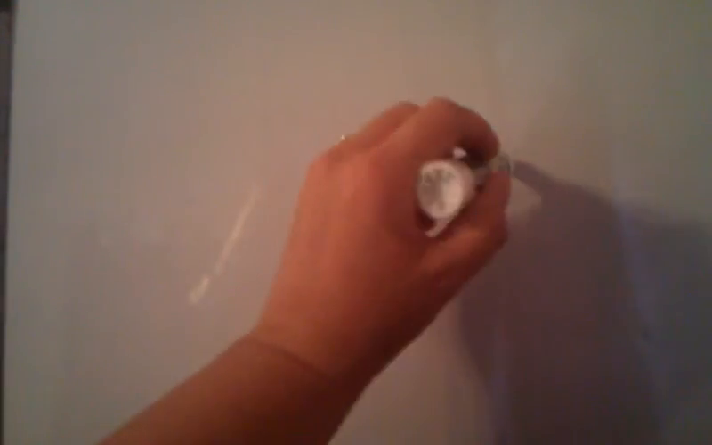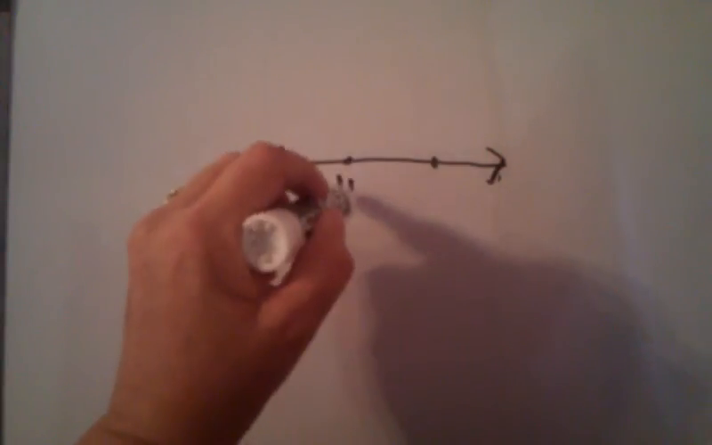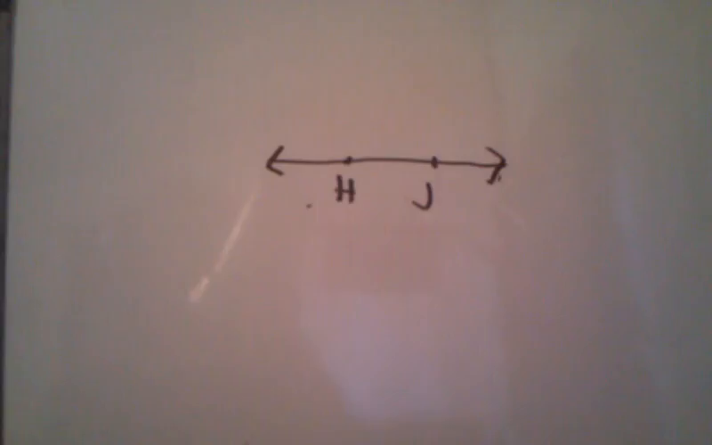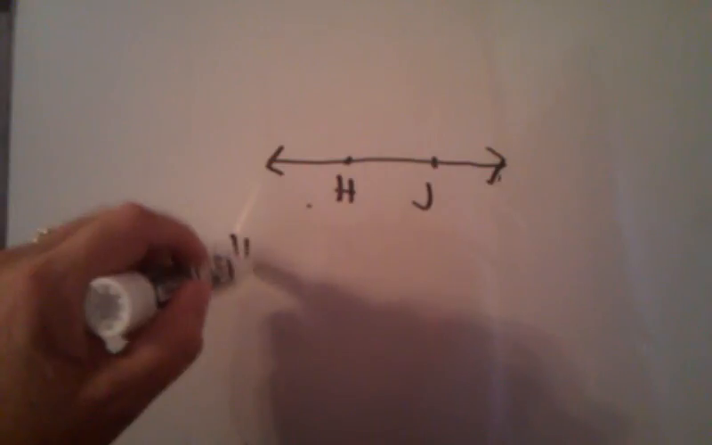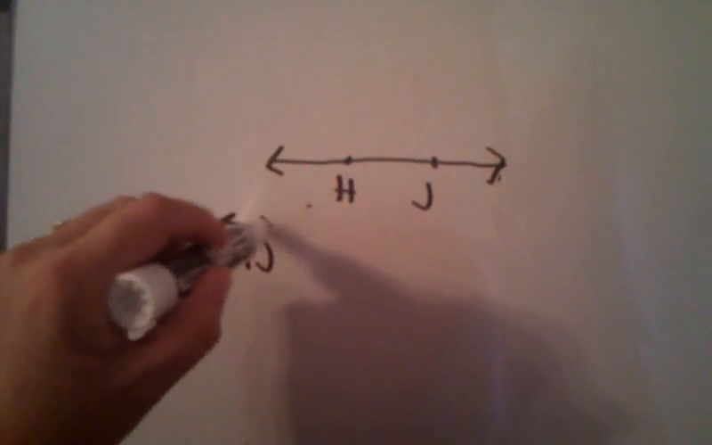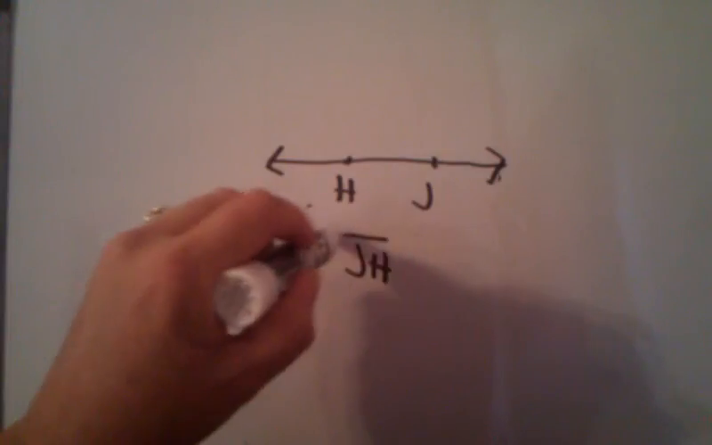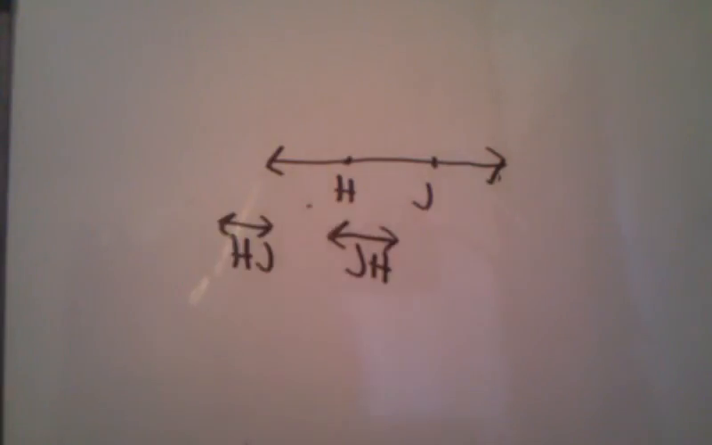Okay. Can you name this line? If I have a line and I have H and J, what is the name of my line? Okay. You should have said HJ. Or you could say JH, it doesn't matter, okay? It's still the same line. We're used to putting letters in alphabetical order, so automatically we want to say HJ, but either one of those are correct. I don't know if I said that last time or not.